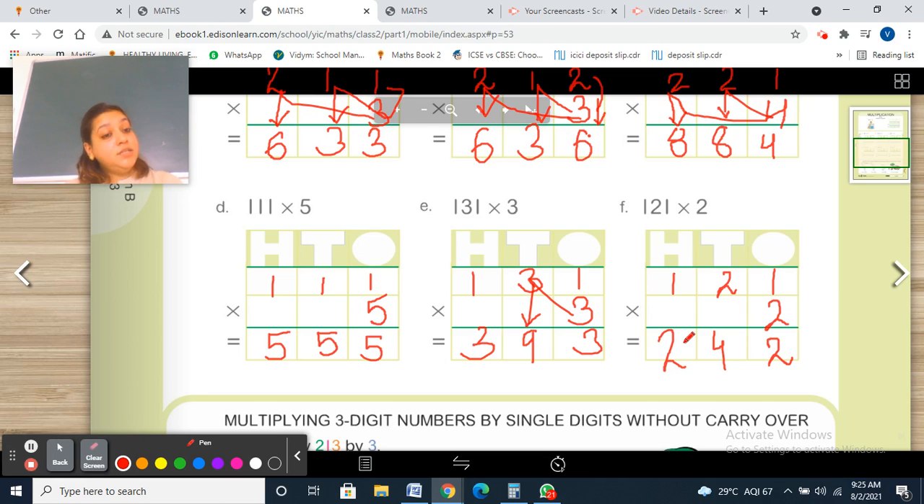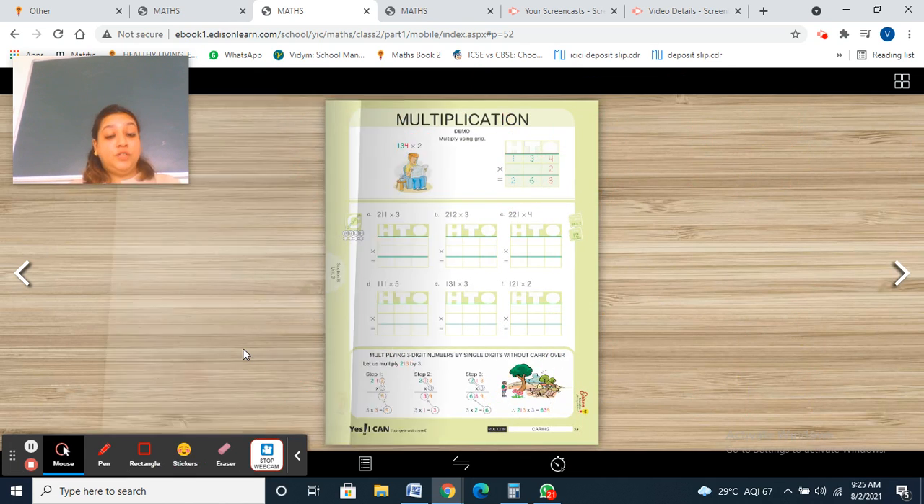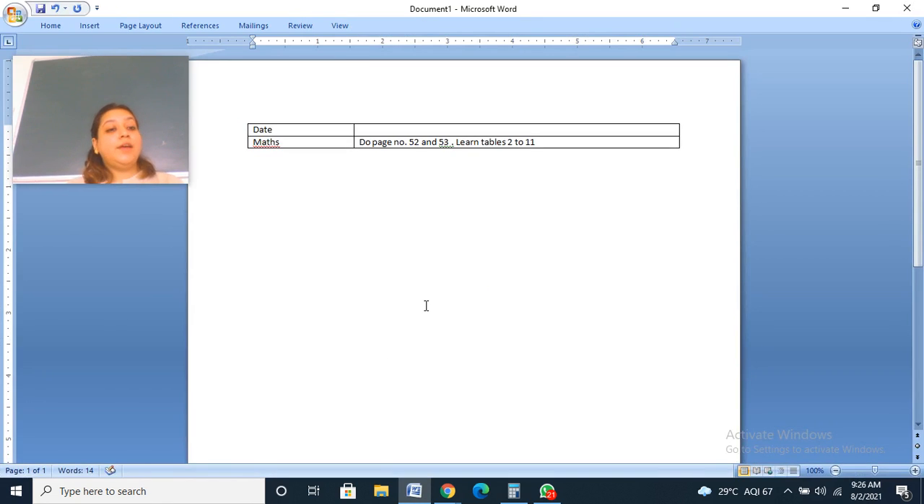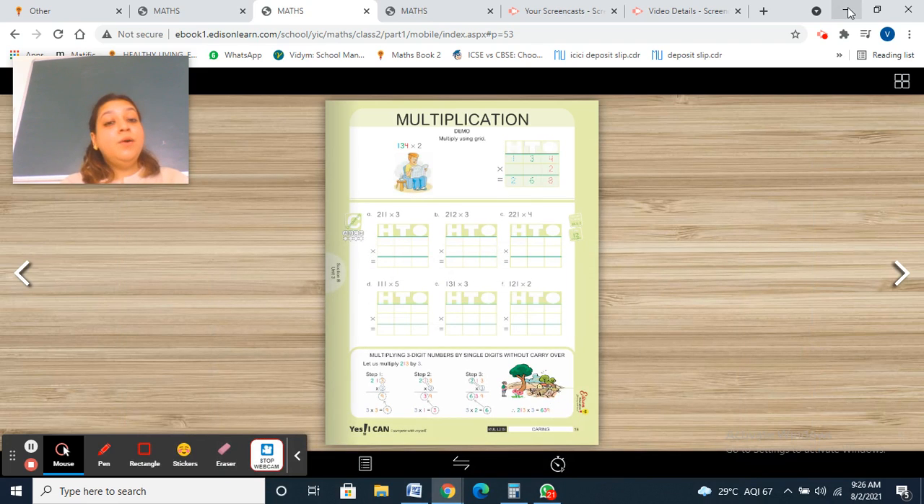Getting this point? So in this particular manner, you're going to do your page number 52 and 53. And you're going to learn and revise your tables. So please take out your diaries, everyone. In your diaries, you're going to write today's date. In maths column, do page number 52 and 53. Learn tables 2 to 11.